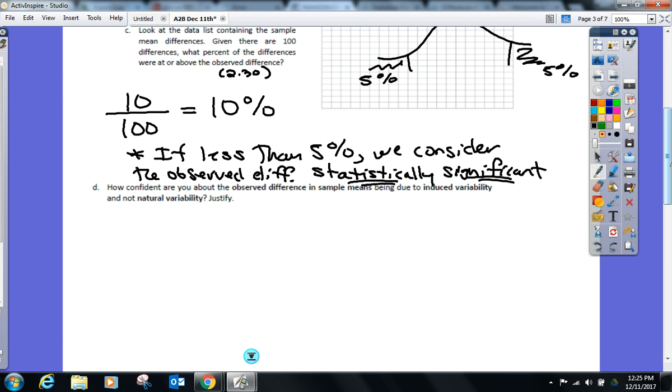Something causes by? Ethan, yell it out. Natural causes. Okay, if it's by the treatment, we call it induced causes. All right? So read the question right now. Go ahead, read it on your own. I don't want to read it to you.